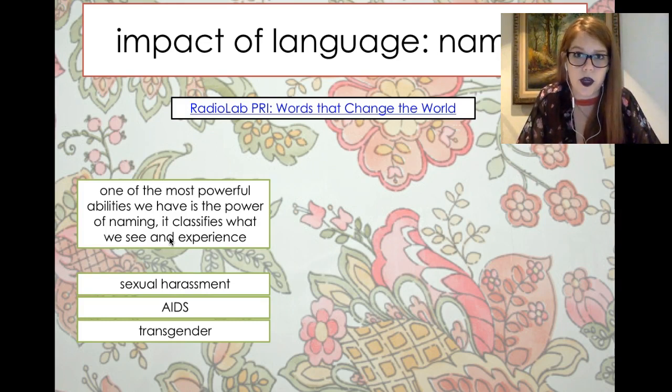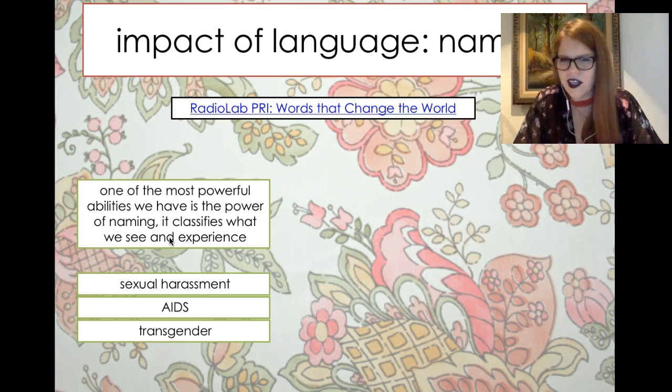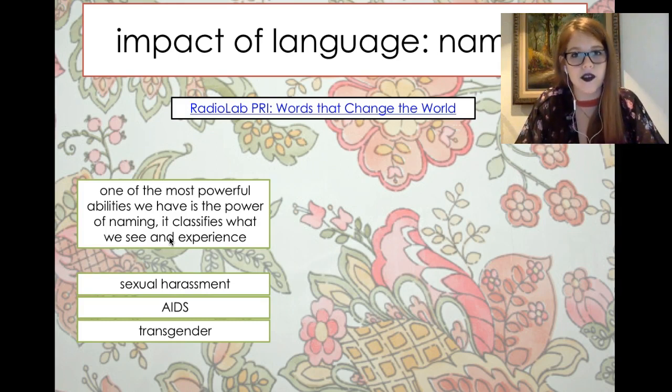Let's start with the first one, sexual harassment. This is something we probably all know. We know what it looks like in the workplace, on the street, in our classrooms, and we know it's to be avoided. But my question for you is, how long has sexual harassment existed? If your answer is a really long time, you're not wrong. We can trace it back to Rome, to Greek, to biblical and Judeo times. In fact, we can trace it as far back as our history.